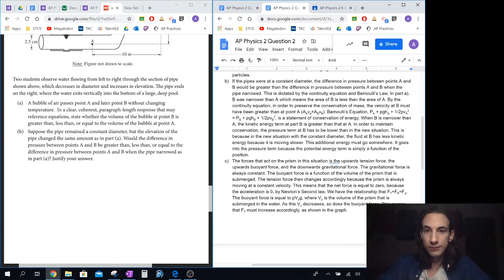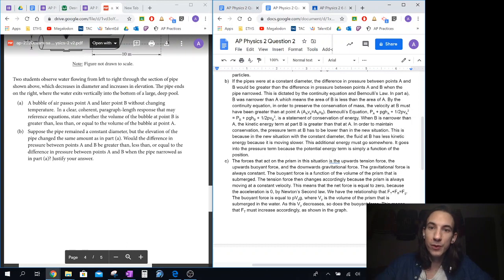So my answer is if the pipe were at a constant diameter, the difference in pressure between A and B would be greater than the difference in pressure between points A and B when the pipe narrowed. This is dictated by the continuity equation and Bernoulli's law. In part A, B was narrower than A, which means the area of B is less than the area of A. By the continuity equation, in order to preserve the conservation of mass, the velocity at B must have been greater than at point A, and that's the equation A_A v_A equals A_B v_B.